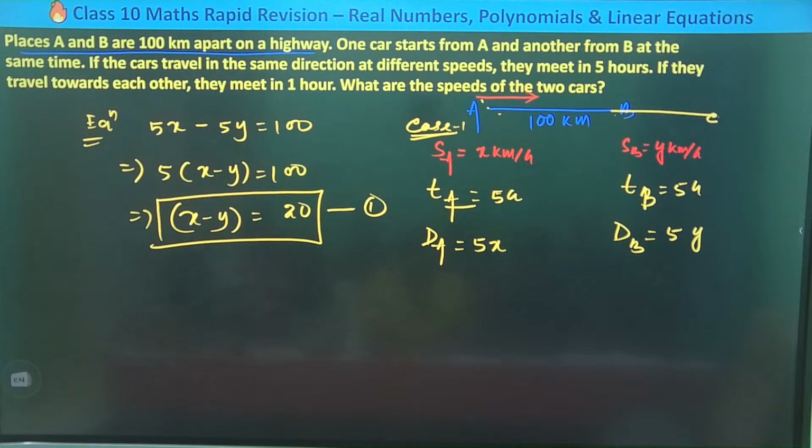So I have got only one student. Anjali Misra has given the answer right. That is 60 km per hour and 40 km per hour. What about others?